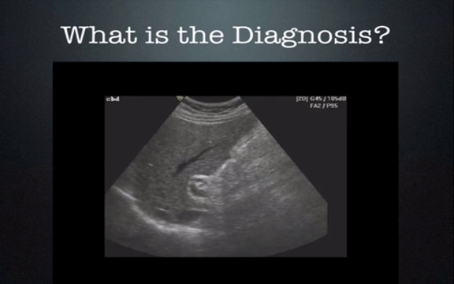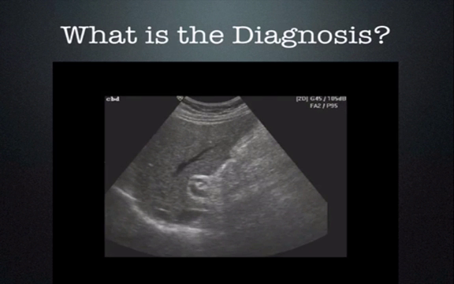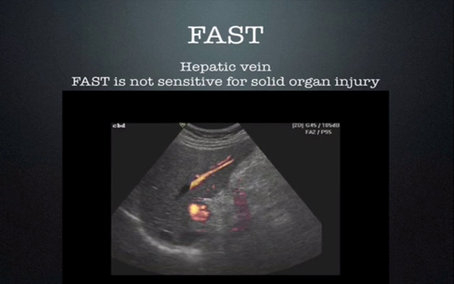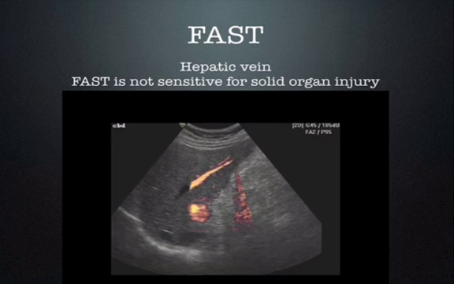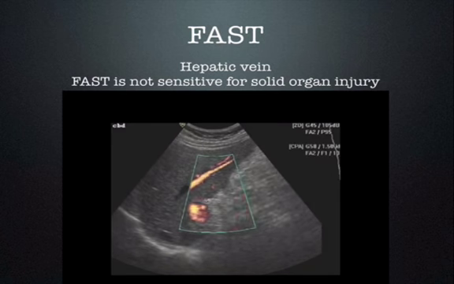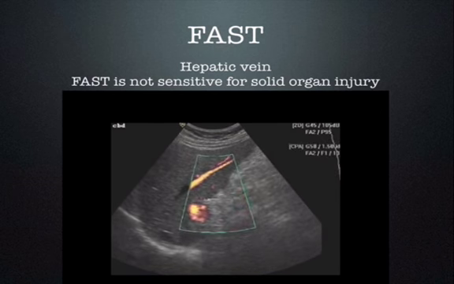What's the diagnosis here? We have a hypoechoic stripe running through the liver. Is this a positive FAST exam or not? It's not. This is the hepatic vein. You can put Doppler on it and you can see that it has blood flow in it. We don't look for free intra-abdominal fluid within the solid organs. So we do not detect solid organ injury with FAST exam. What we're looking for is free intra-abdominal fluid.